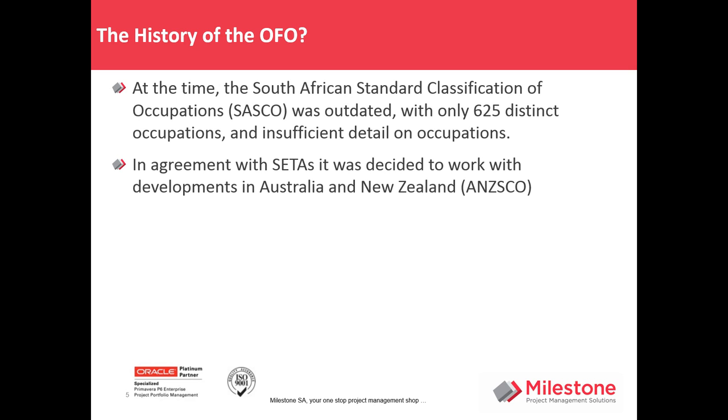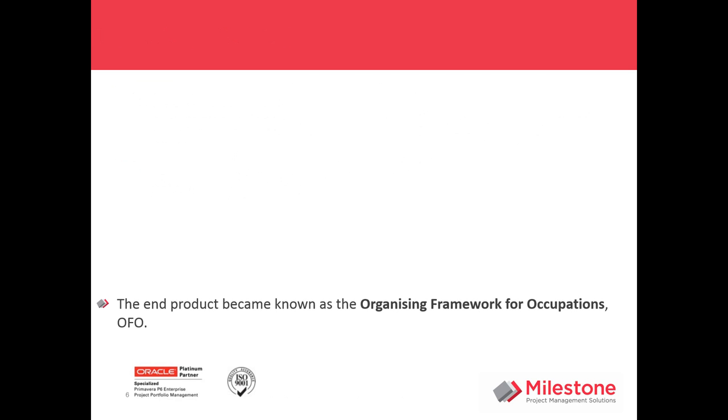So what they did was they looked around, and the SETAs got together and decided to use the developments and the structures that came from New Zealand and then Australia. The Australians and New Zealanders, our mates across the water, call it the ANZSCO. And the final product was the South African Organizational Framework of Occupations. So they took the Australian and the New Zealand ones, let's call it South Africanized it, changed it slightly to suit South Africa, and came up with the OFO coding.